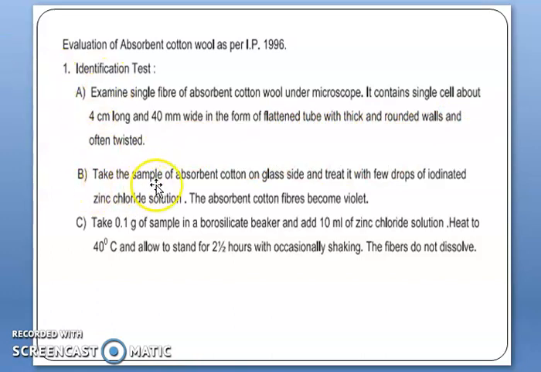B. Take a sample of absorbent cotton on a glass slide and treat it with a few drops of iodinated zinc chloride solution. The absorbent cotton fibers become violet. Then C. Take 0.1 gram of sample in a borosilicate beaker and add 10 ml of zinc chloride solution. Heat to 40 degrees Celsius and allow to stand for 2.5 hours with occasional shaking. The fibers do not dissolve.